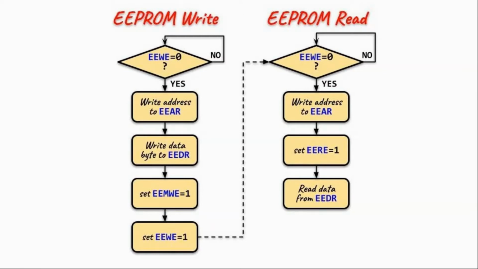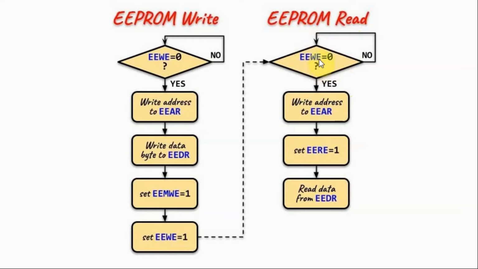This is a flowchart which shows the write and read process to the EEPROM. Before we can write any byte to a memory location of the EEPROM, we have to make sure that the control bit EEPROM write enable is 0, which means that the EEPROM is ready to receive new data. Once it is 0, then we can write the 16-bit address into the EEPROM address register, and then send the byte to the EEPROM data register, and then we set the EEPROM master write enable, and then we set the EEPROM write enable.